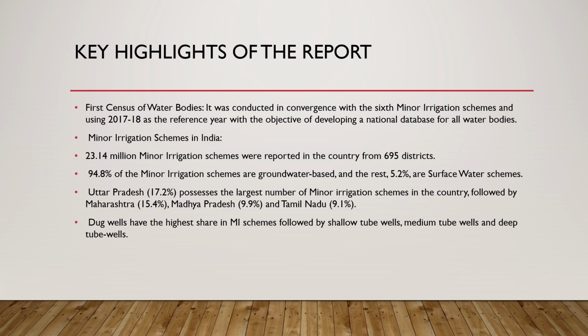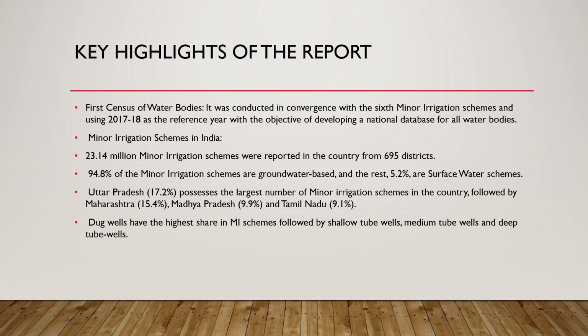About the highlights of the report, the first census of water bodies was conducted in convergence with the sixth minor irrigation scheme census, using 2017-18 as the reference year, with the objective of developing a national database for all water bodies. Minor irrigation schemes in India: 23.14 million minor irrigation schemes were reported in the country from 695 districts. 94.8% of the minor irrigation schemes are groundwater based and the remaining 5.2% are surface water schemes.